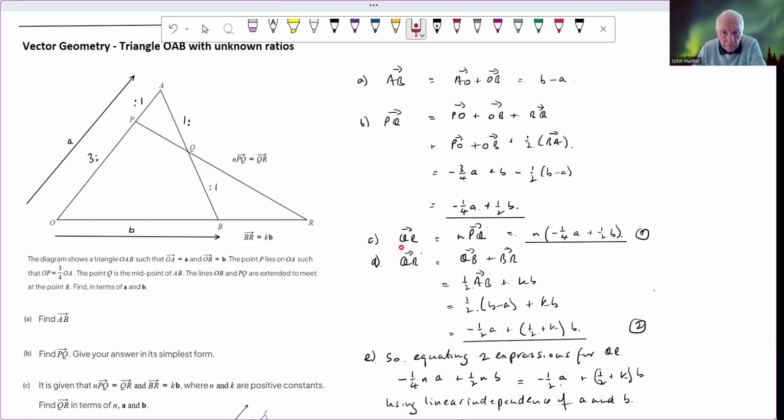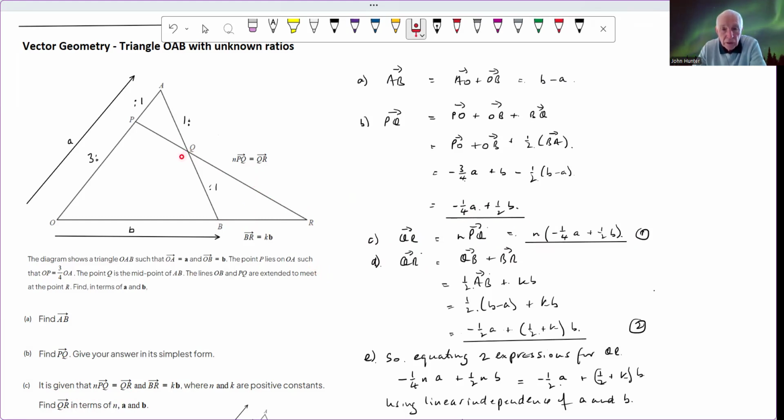So QR. QR is equal to nPQ. That's just what they've told us there. And PQ is what we've calculated here. So that is what we've got for QR. It's in terms of n. Now, what we've used to do that, for QR, is we've just used this route basically, haven't we?